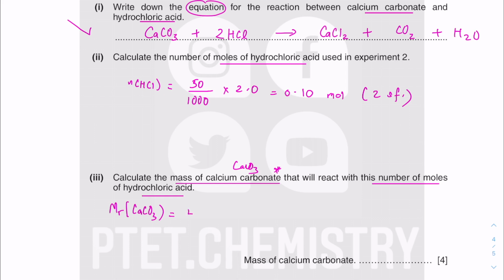So from the periodic table, you have 40 for calcium, 40 times 1, plus 12 times 1 because 1 carbon, and 16 times 3 because you have 3 oxygen. That's going to give you 100 gram per mole. And I'm going to set up my mole ratio based on this equation here.